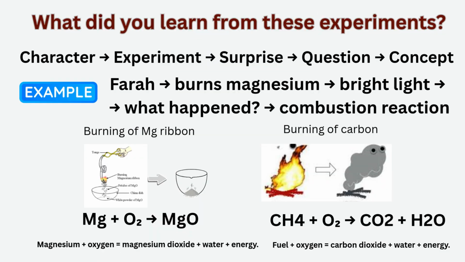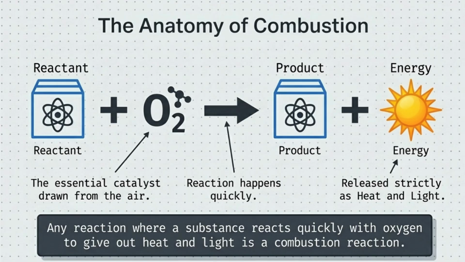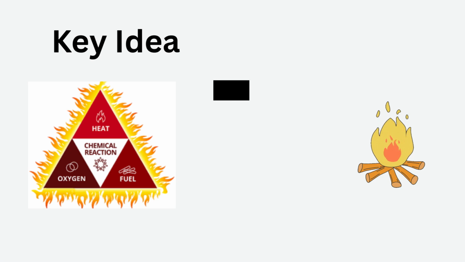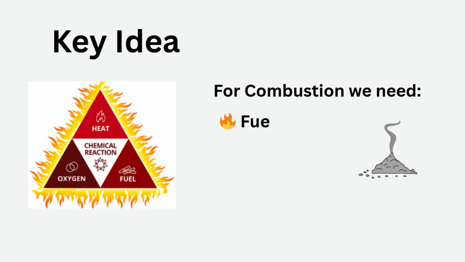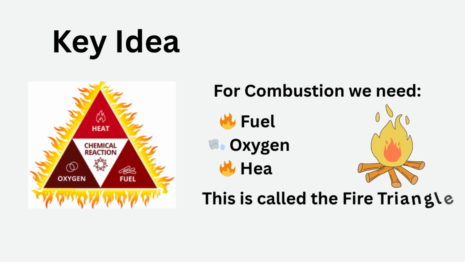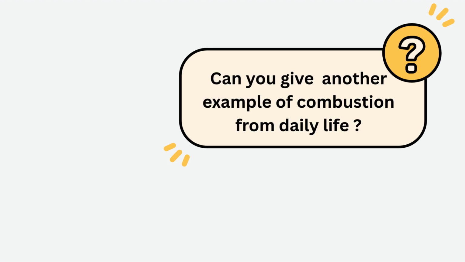So from these experiments, what did we learn? Both magnesium and carbon reacted with oxygen and released energy. And this type of reaction is called a combustion reaction. For a combustion reaction to happen, three things are needed: fuel, oxygen and heat. And this is known as the fire triangle. Can anyone give another example of combustion from daily life?